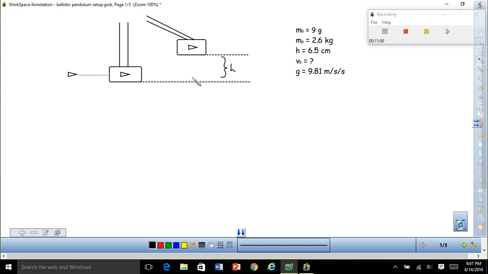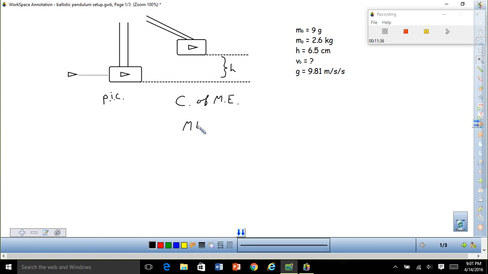And when it does, we've got our bullet embedding in our block, again, two items becoming one, and so again we've got a perfectly inelastic collision. But this time, instead of going into projectile motion, it swings up as a pendulum, and so at that point we're going to be able to use conservation of mechanical energy, because this occurs without friction.